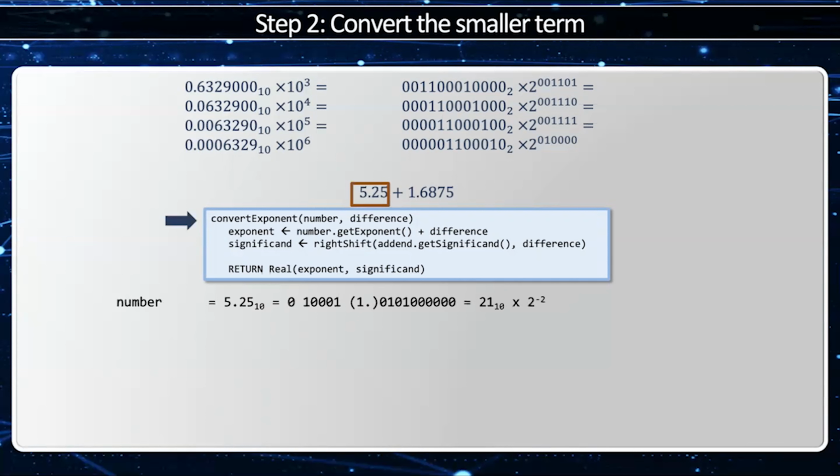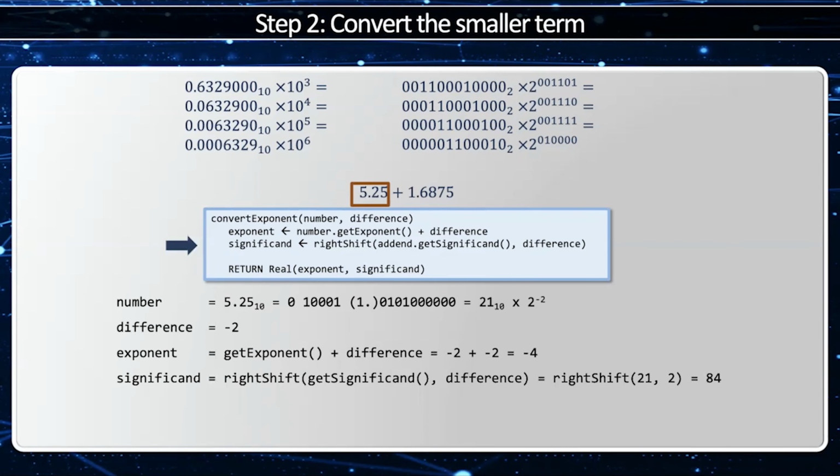But now my exponent is going to be the -2, and my significand would be 21, because I want the whole number version of my exponent and the whole number version of my significand. And my difference is -2. Now my exponent is going to be the get exponent, and it's going to be the whole number version plus the difference. Now my get exponent is going to be -2. My difference will also be -2. Therefore, my full exponent will be -4.